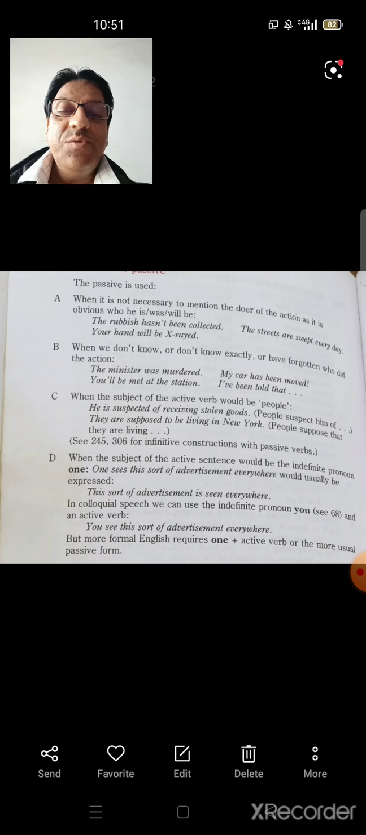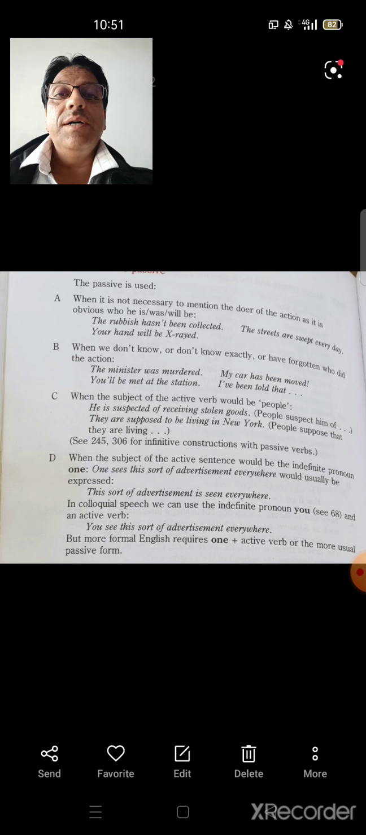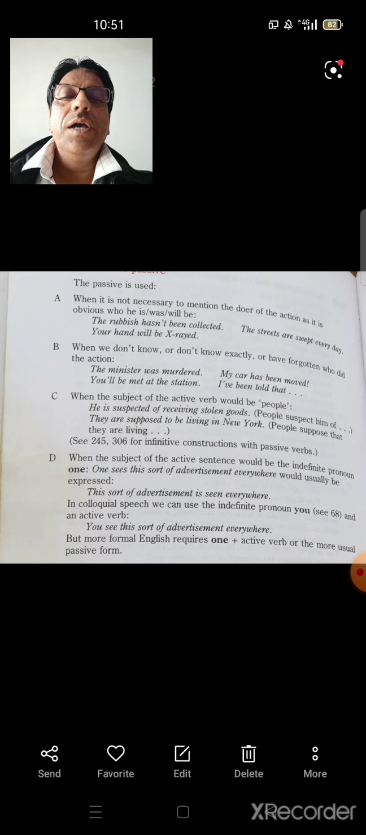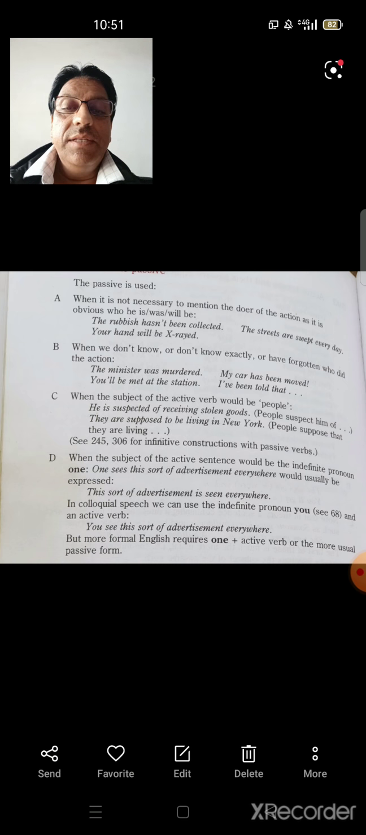In the fourth case, when the subject of the active case would be an indefinite pronoun, this sort of advertisements can be seen everywhere. So we won't say that one sees or you see or you can see these advertisements everywhere. This sort of advertisements can be seen everywhere is more logical. It's more rational.